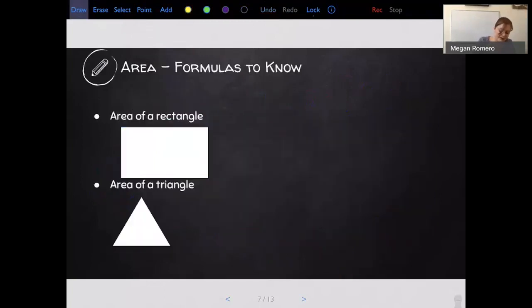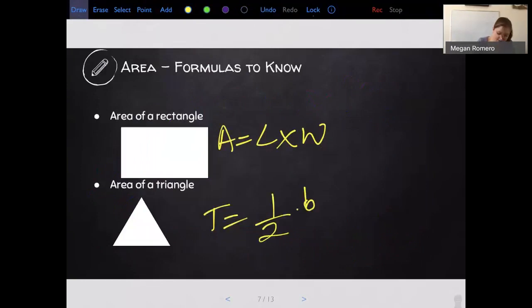The area of a rectangle, area is length times width. For a triangle, if you're interested in knowing why, I'm happy to share that with you, is 1/2 times the base of the triangle times the height, or base times height divided by 2. Okay, and we'll label our objects.